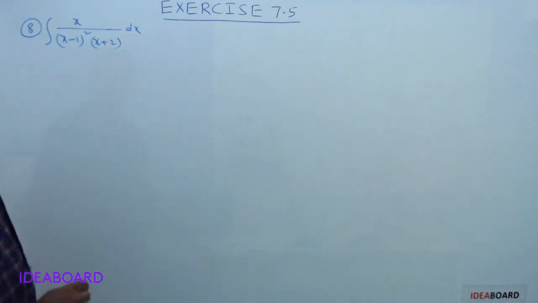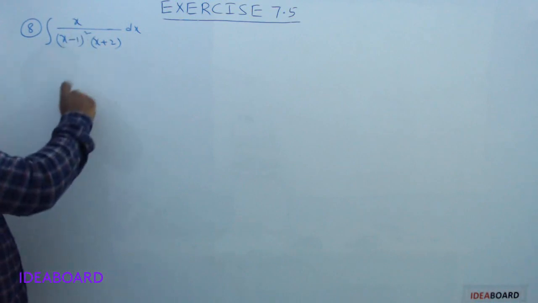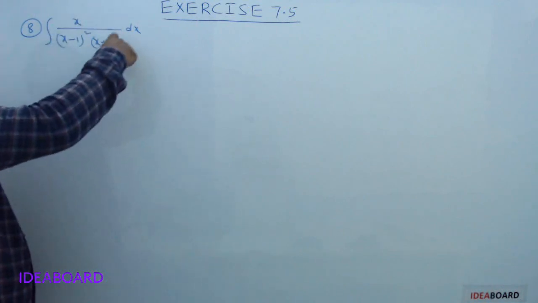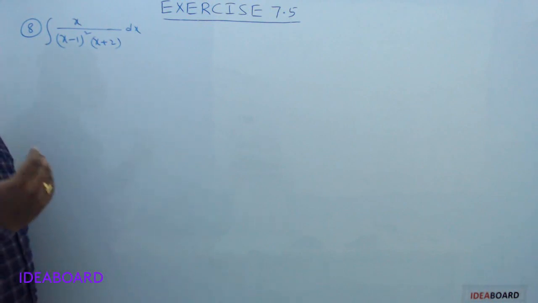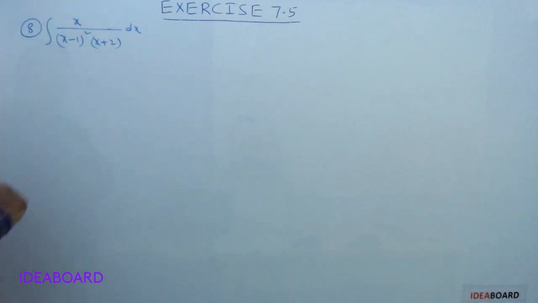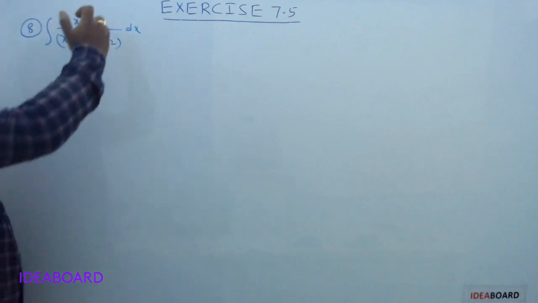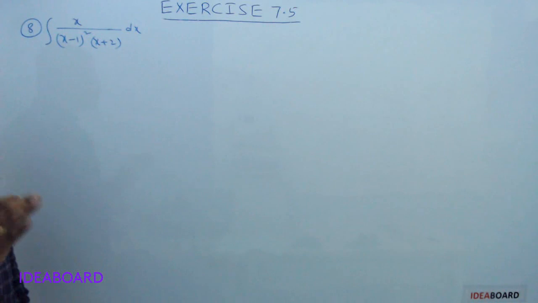Now come to the next problem. Integral x divided by x minus 1 whole square into x plus 2 dx. First you have to verify whether this integrand belongs to type 1 partial fractions or type 2 partial fractions. Degree of numerator is 1. Here degree of denominator will be 3. Clearly degree of numerator is less than degree of denominator. So it is a proper fraction.